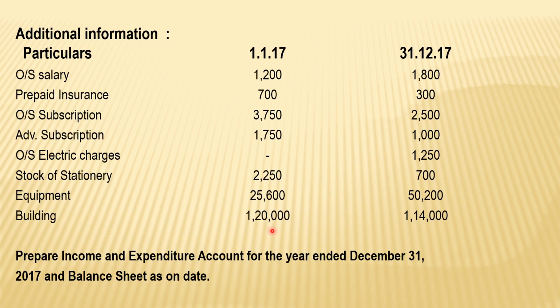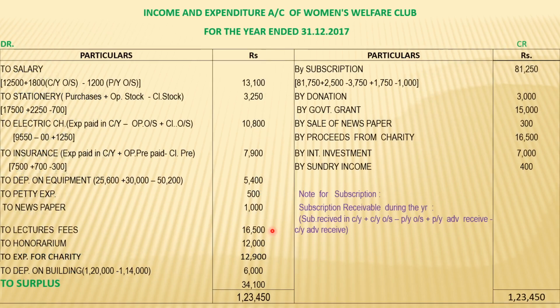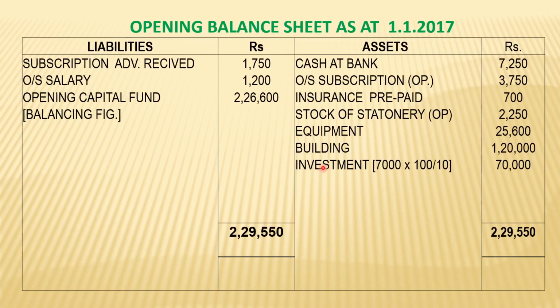Now we can see the opening balance sheet. Here is our opening balance sheet. Yes, opening cash in hand is provided. Subscription outstanding opening 3750, so that will come. Prepaid insurance, it is our asset.